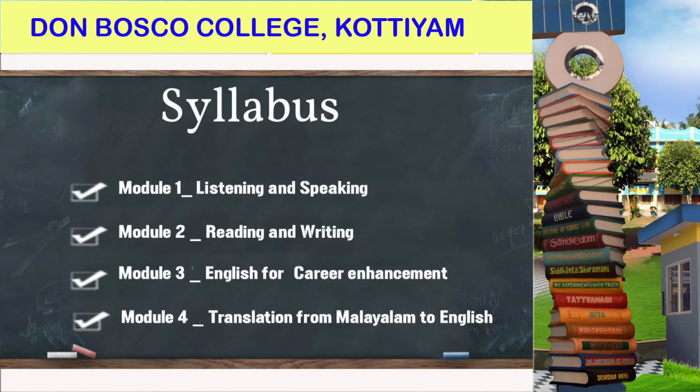Now let us check the syllabus of this paper. This paper contains 4 modules. First module discusses listening and speaking skills. Second module discusses reading and writing skills. Third module discusses writing for specific purposes like written English for your career enhancement. And the last module discusses the translation of short passages from Malayalam to English. So, this is the syllabus of this paper, Communicative Applications in English.